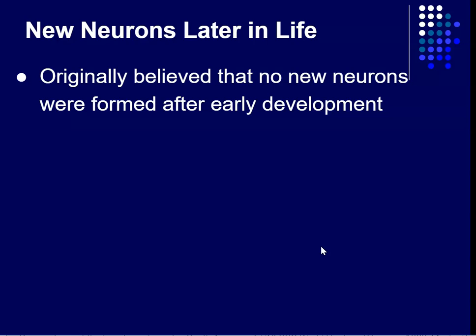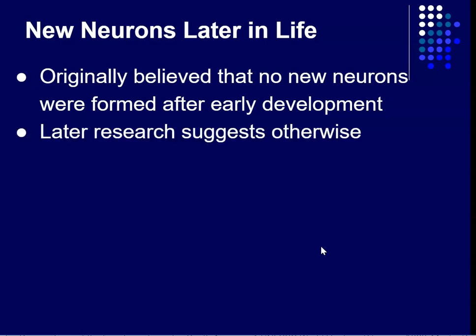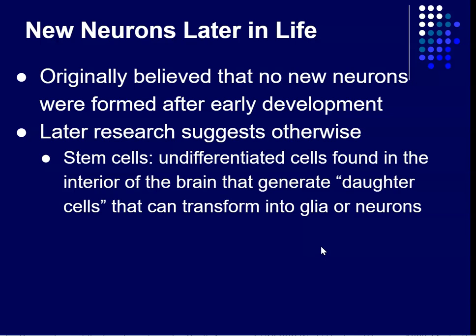Going back to the time of Santiago Ramón y Cajal, it was believed that no new neurons were formed after the early stages of development. But just in the last 15 or 20 years, scientists started finding exceptions to this rule. They started finding stem cells in the brain. These are undifferentiated cells found in the interior of the brain that in turn generate daughter cells. They divide and form two new cells known as daughter cells. These can then transform into glia or neurons.